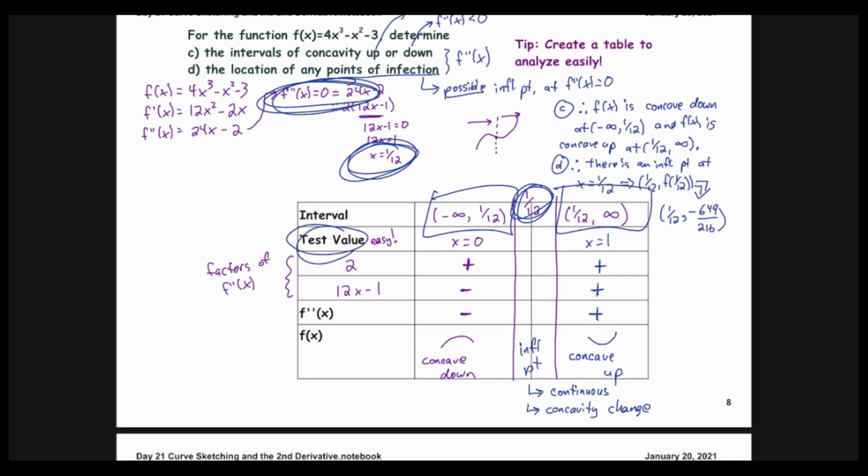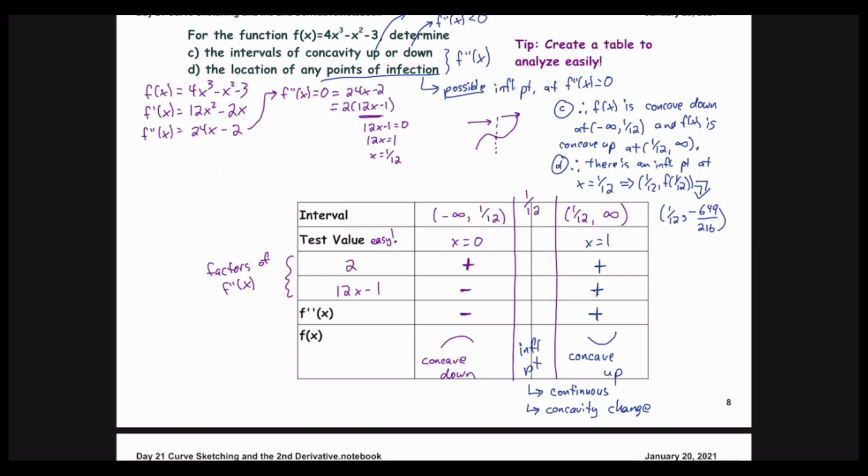Using test values and the second derivative, I saw that I had concave down in one interval. I have concave up in the other interval, and therefore I had an inflection point in between. And so if I've correctly identified intervals of increase and decrease, the location of the maximums and the minimums, the location of the inflection point, and my intervals of concave up and concave down, I think we should put that all together and sketch our curve.